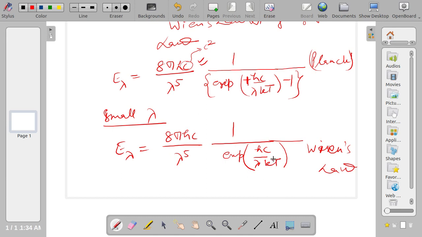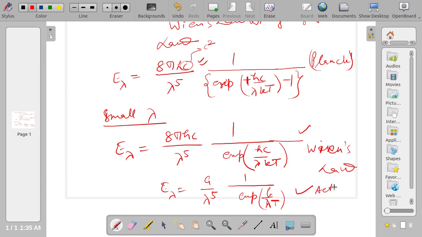Because Wien's law was written in what form? The formula we got for Wien's law was a upon lambda raised to power 5, times 1 over exponential b upon lambda T. This was the expression we had, right? So this expression looks similar to this expression. So that means this is the way Wien's law can be derived. This is the actual Wien's law, and this Wien's law is derived from Planck's law, right?